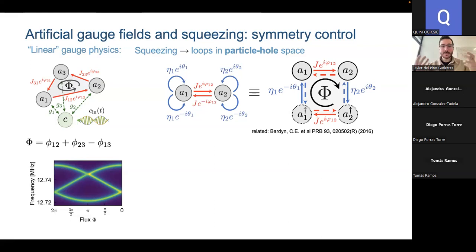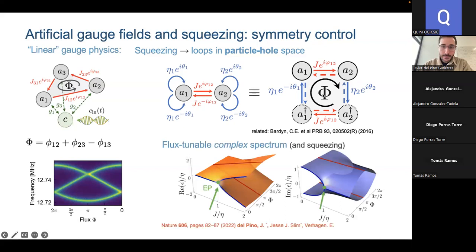This is quite obvious if you think about it. It just comes from the fact that the annihilation operator squared, A squared, is the same as A times A dagger. And if you use this very silly insight, you can see that a system like this actually spans a loop. So you can go from one mode to another, either by coupling directly or through a squeezing. So going from a particle into a hole and then back and then squeezing back. So you see that a system like this can accumulate a finite phase. There is an actual loop in this system, and this effective flux has an effect.